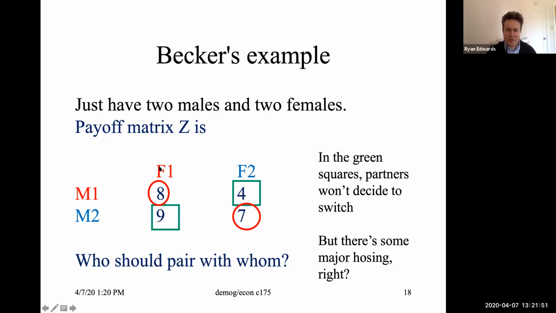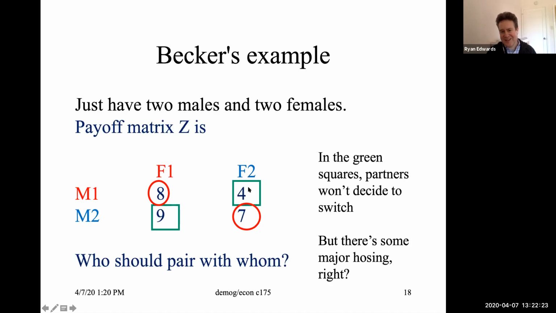Well, suppose F1 is paired up with M2. From F1's perspective, the female's perspective here, would she prefer to switch and go to M1? No, if they're splitting things equally, because that would reduce the total marital surplus. What about the choice of M2? Would M2 like to switch from F1 to F2, so switch from this green box over to the red circle? Well, no, it's a reduction again from 9 to 7.